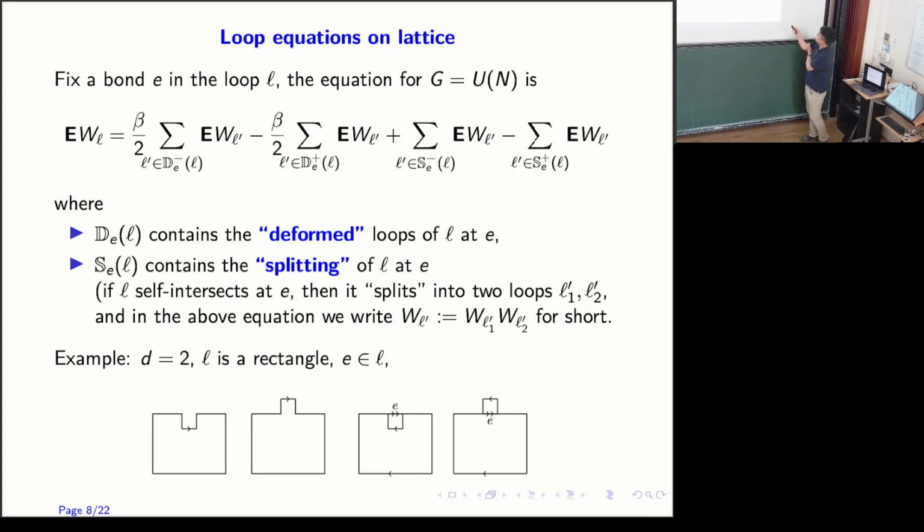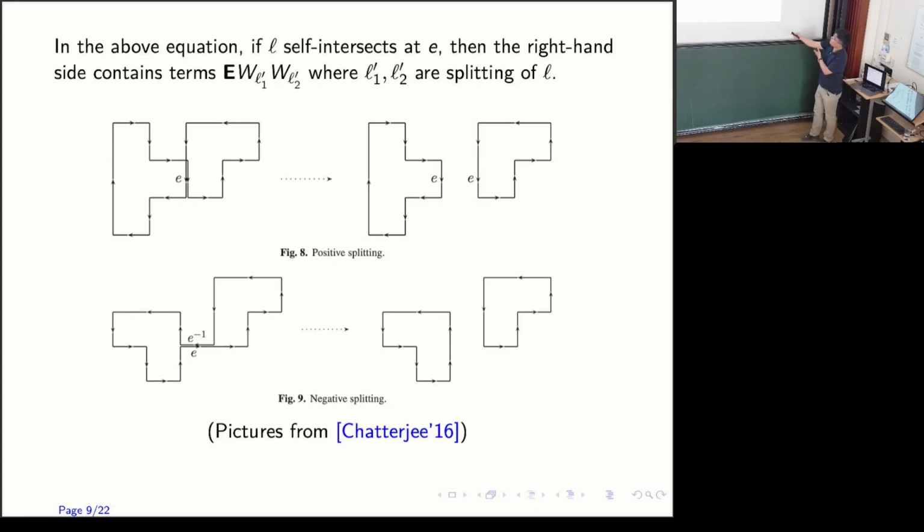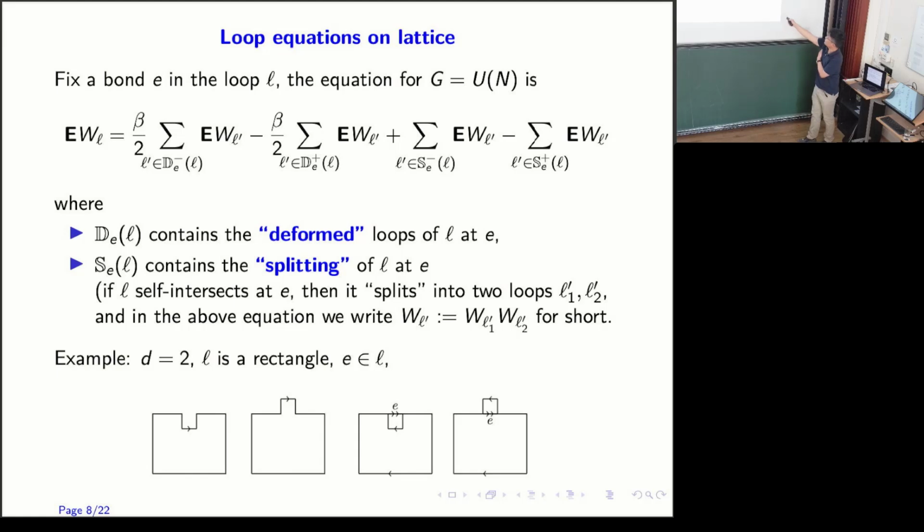And then the splitting terms means that, okay, so if L is a rectangle, it doesn't have a self-intersection, then there's no splitting. But if L, say in this picture, passes the edge E twice, so in some sense this loop self-intersects at this edge, then you can split this loop into 2 loops, right? So here, this is the whole loop, like a figure 8 maybe, but then the figure 8 is split into 2 circles. Okay. So then the L is split into L1 prime, L2 prime, and that's what I mean by splitting. So S of L contains all the splittings of L.